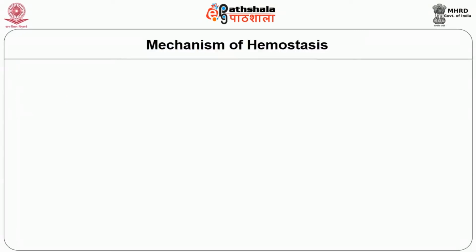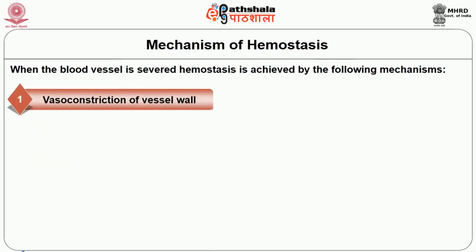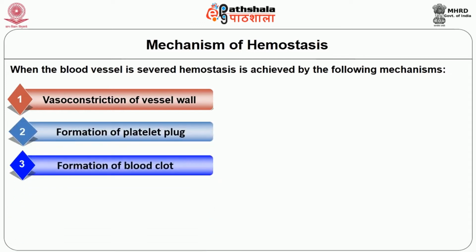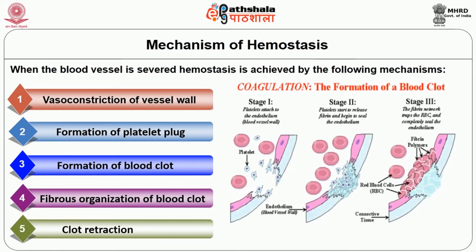Now we will see about the mechanism of hemostasis. So whenever the blood vessel wall is severed, hemostasis is achieved by the following mechanisms. So the first mechanism is the vasoconstriction of the vessel wall. Next is formation of platelet plug, formation of blood clot, fibrous organization of the blood clot that is formed, and the final thing is the clot retraction that occurs. So one by one we will see the steps involved in the hemostasis.